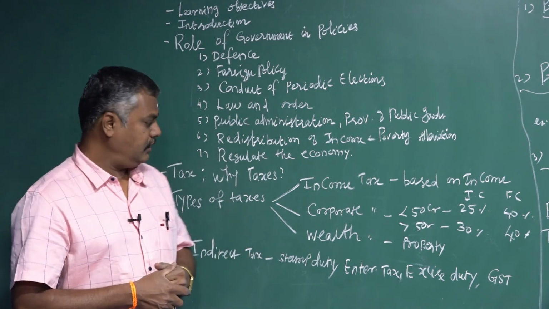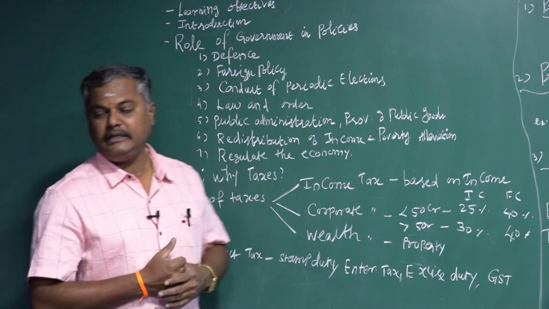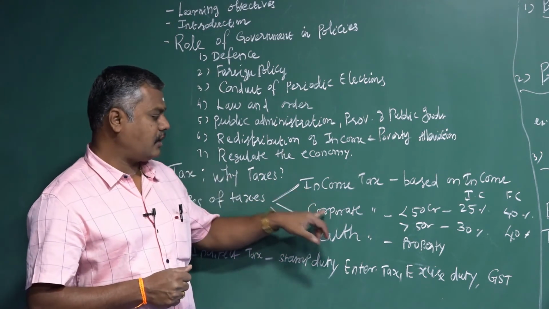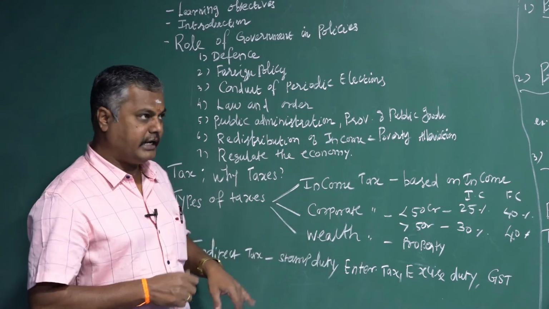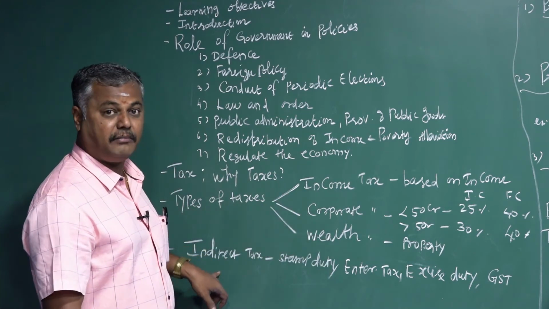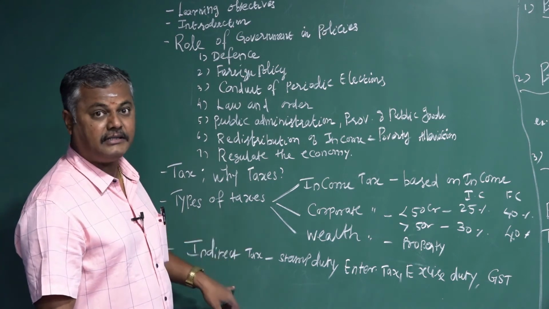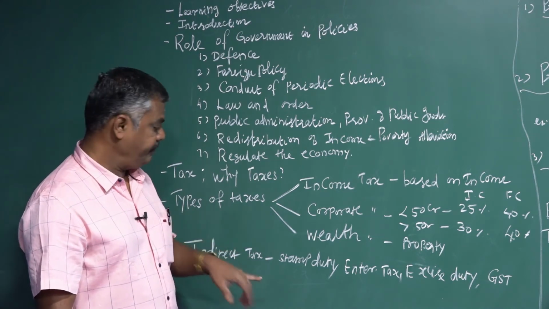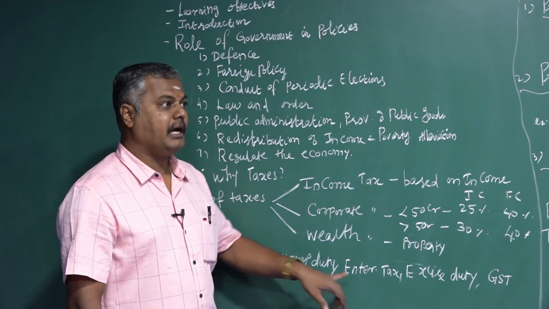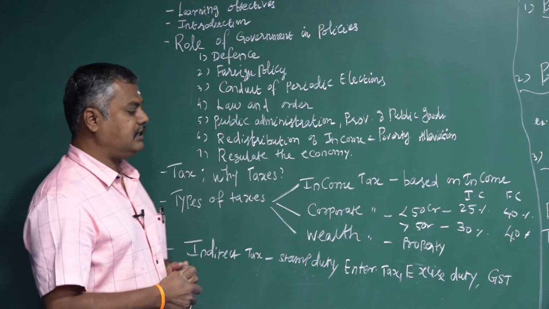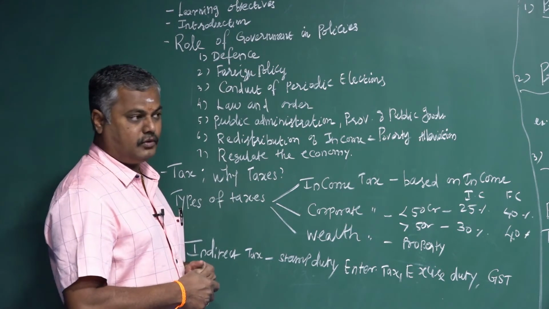Next one is indirect tax. Direct tax is over. Direct tax means income tax, corporate tax and wealth tax. Next we go to indirect tax, called Marai Mugavari in Tamil. It includes stamp duty, entertainment tax, excise duty and GST. GST means goods and services tax.